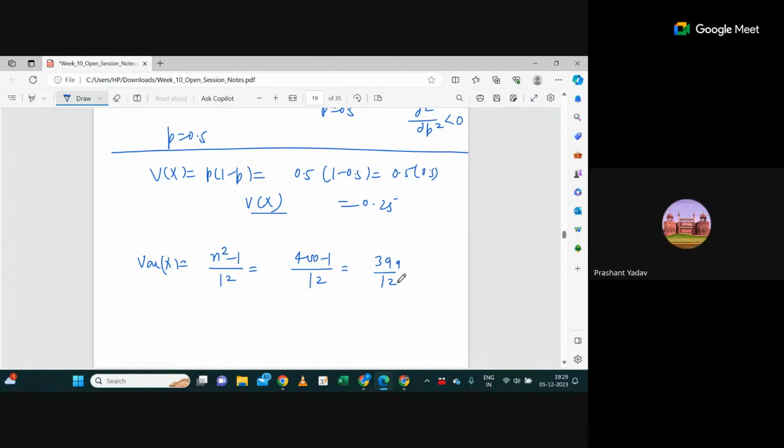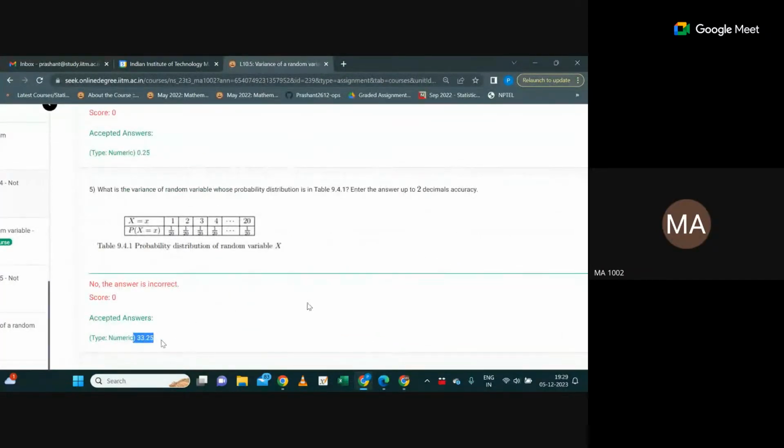We use a calculator. Yeah, it's 33.25. So 33.25 is the answer. If you are able to identify that it's a discrete uniform, we can directly apply the formula, or else you can apply the formula of variance and do it manually, meaning expectation of x square minus expectation of x whole square.